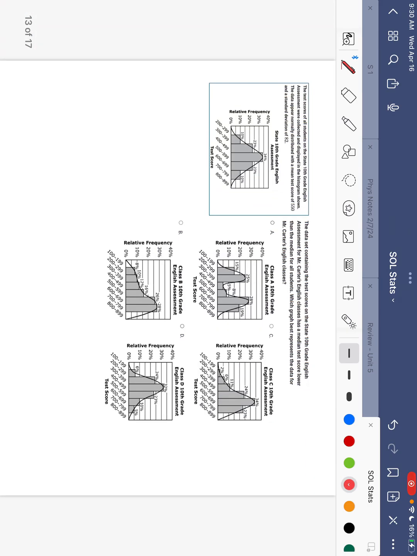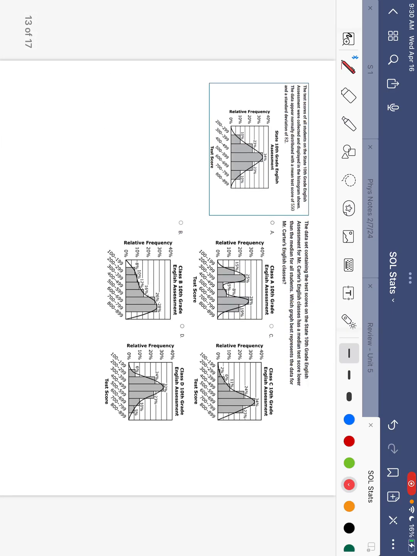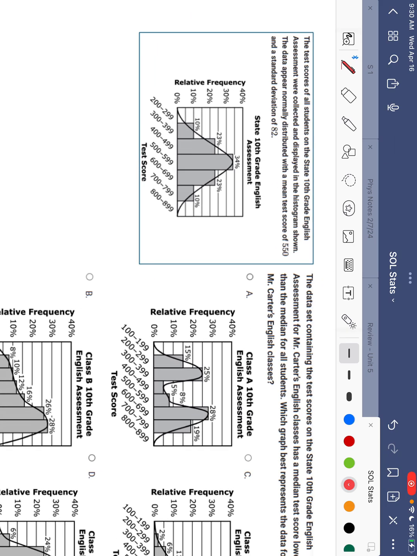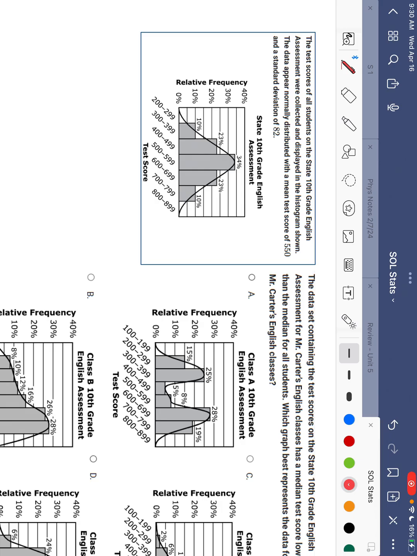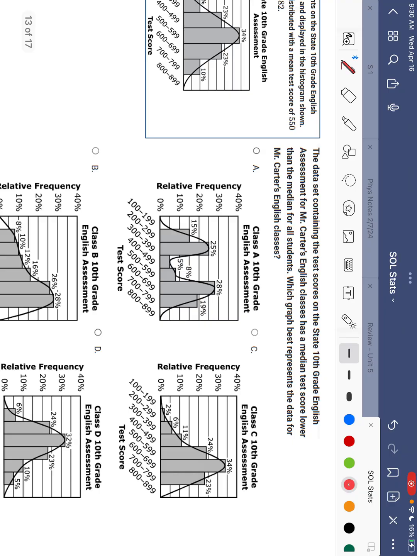All right, so let's do a couple more of these, and I'm going to stop this video, and I'll do the other part in a separate video. All right, so the test scores of all the state scores, so there they are again, same information as before. The data set containing the test scores on this test for Mr. Carter's English class have a median test score lower than the median for all the students. So it's going to be lower than 550. All right, which graph best represents the data for the English classes?